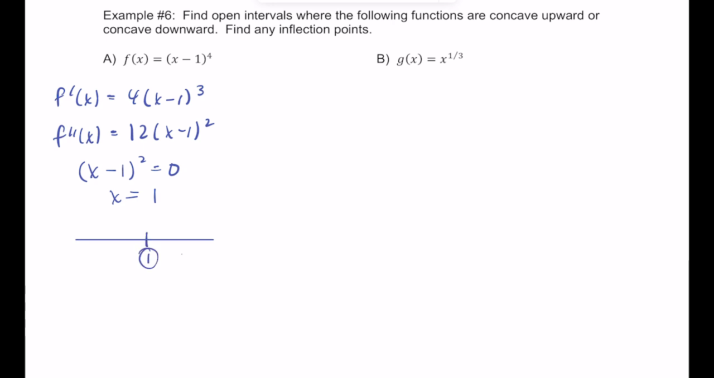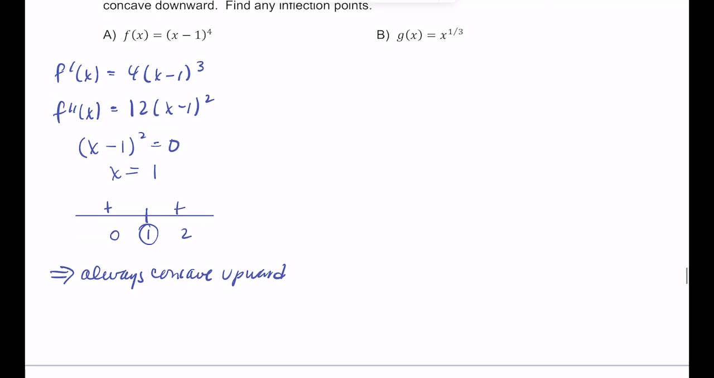And I'm going to plug in some test points, so maybe like 2 and 0. If I plug a 0 in here and square it, I get a positive. And if I plug a 2 in and square it, I get a positive. So this tells me that the graph is always going to be concave upward. Okay, the graph doesn't change concavity, so that also means there's no inflection points.